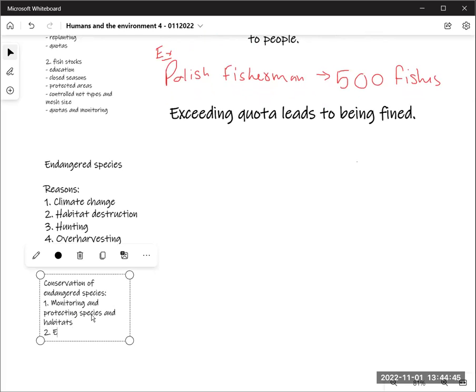We can also educate people. We can use captive breeding programs. Now I'll explain all of this in a second. Lastly, seed banks.